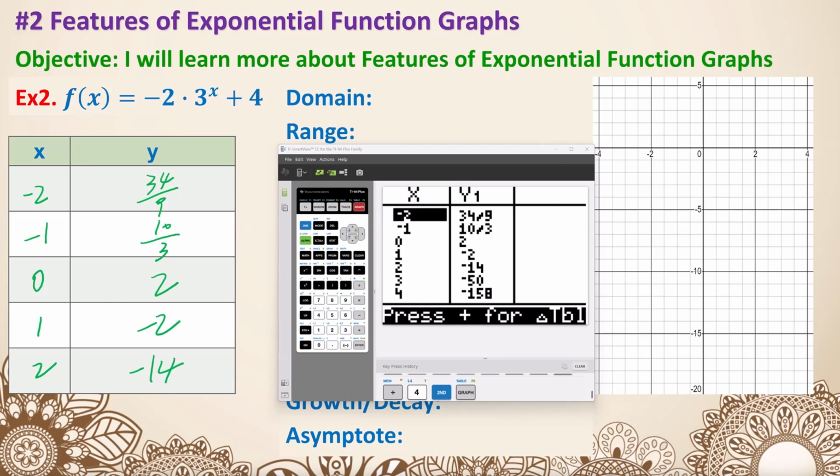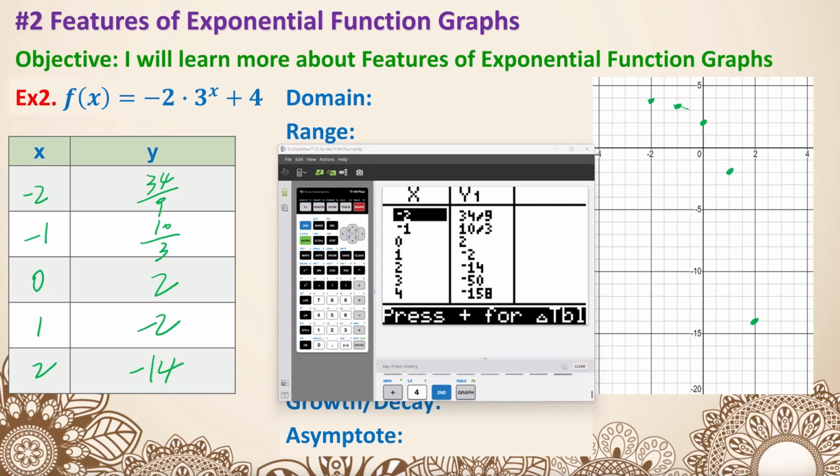Let's graph it. Negative 2 is with 34 over 9. So again, that is almost 36 over 9, which is actually 4. So it's a bit less than 4. And then we have negative 1, 10/3. Next one is 0, 2, 1, negative 2, and 2, negative 14.